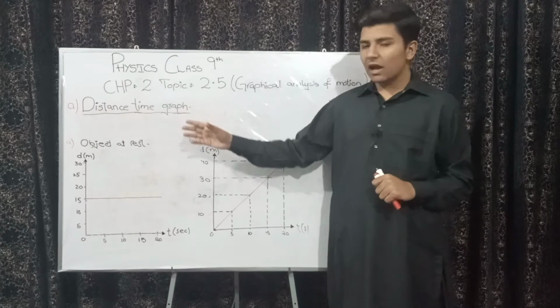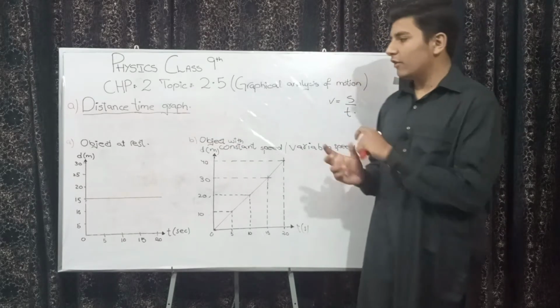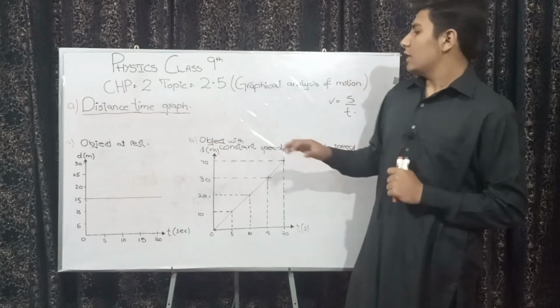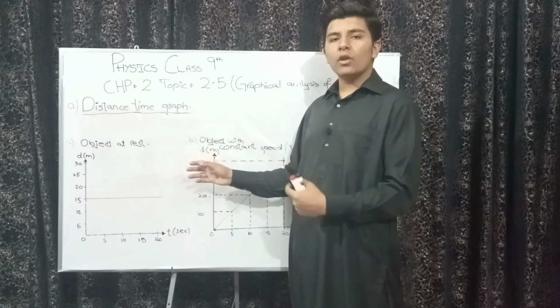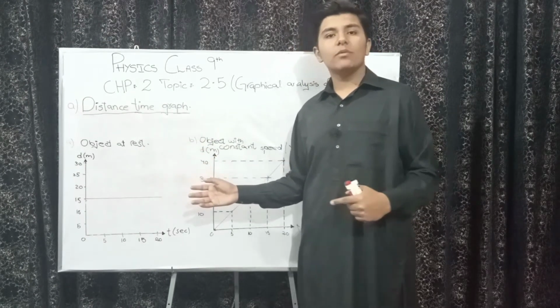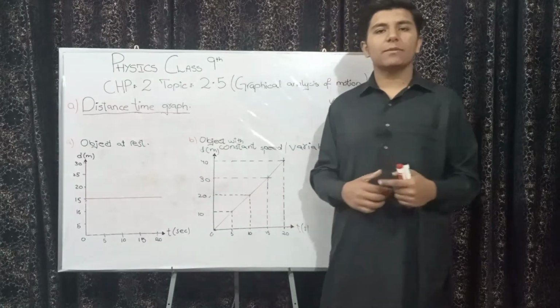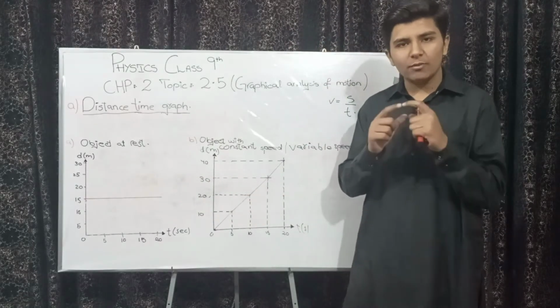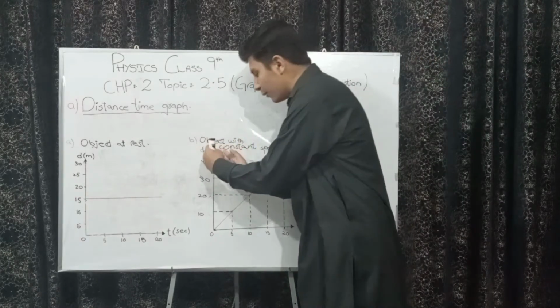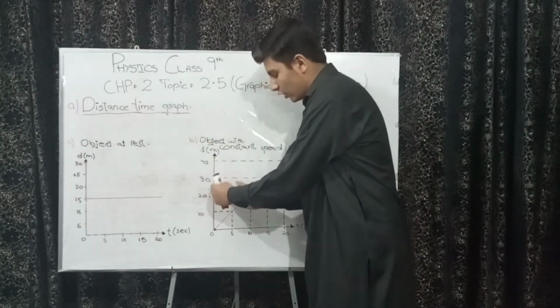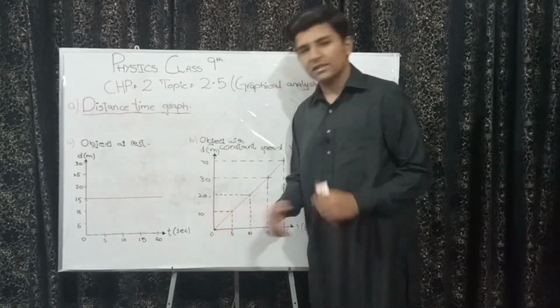So for the distance time graph, we have three conditions here. Number one is when an object is at rest, then how will the distance time graph be, how will the slope of the line be, how will its representation be. Before going to that, I'll be telling you that in a graph, what do we keep on the horizontal axis and what do we keep on the vertical axis.